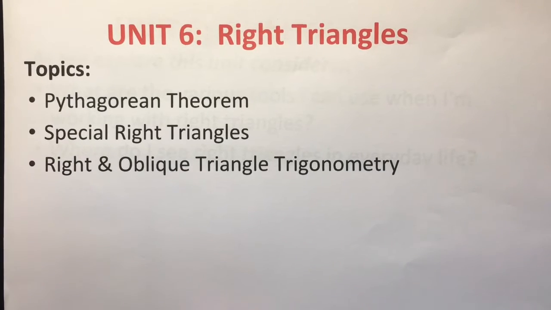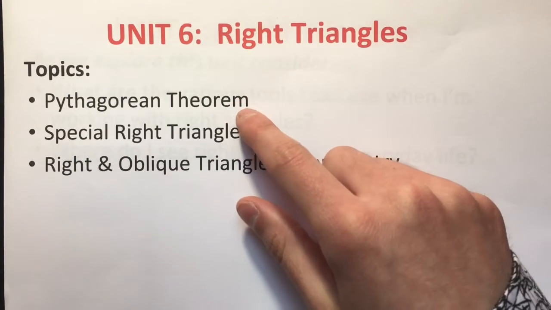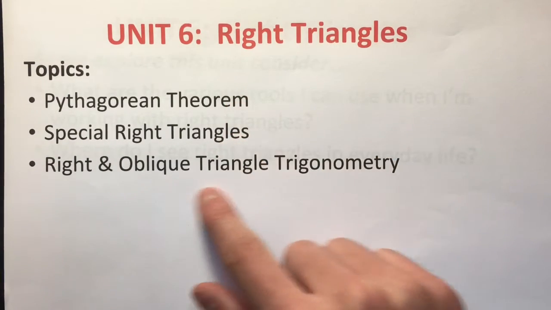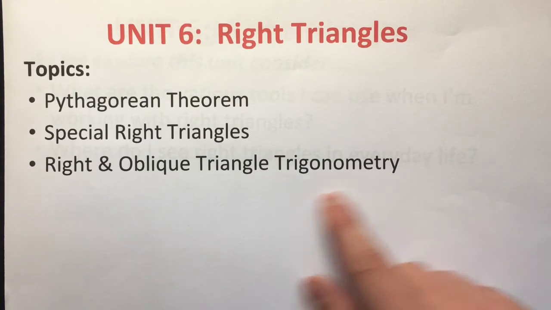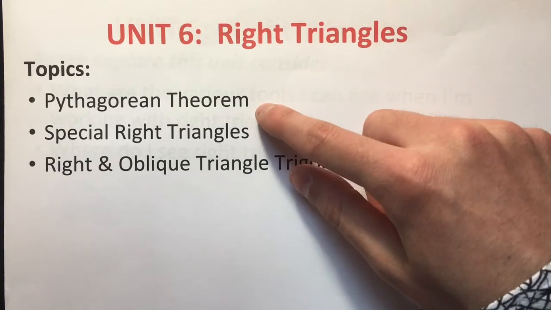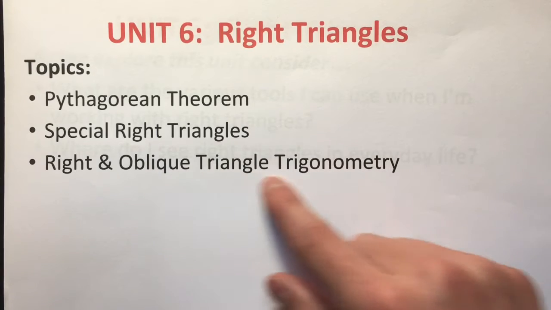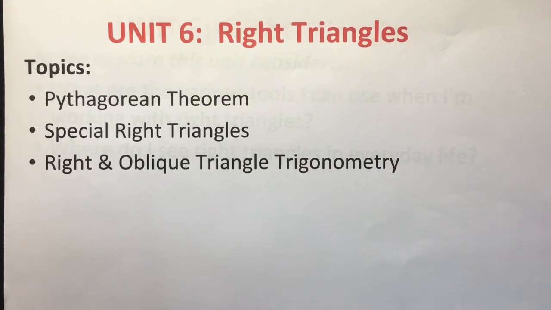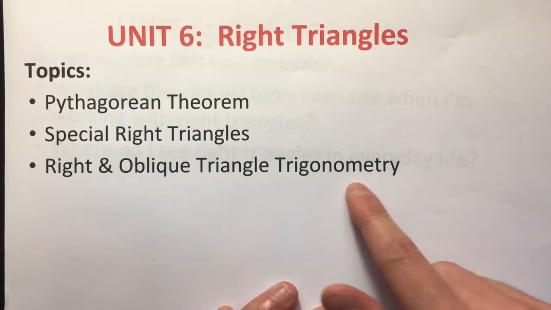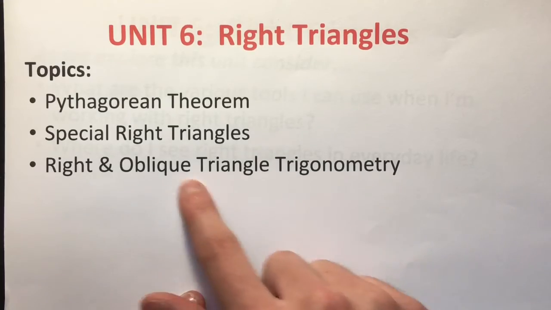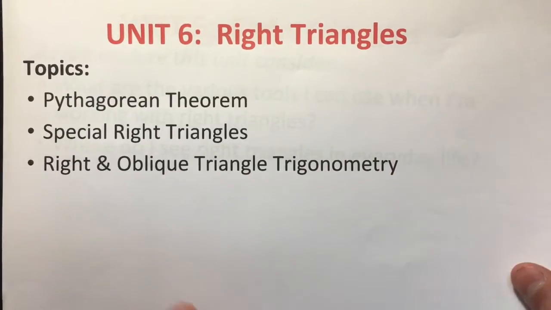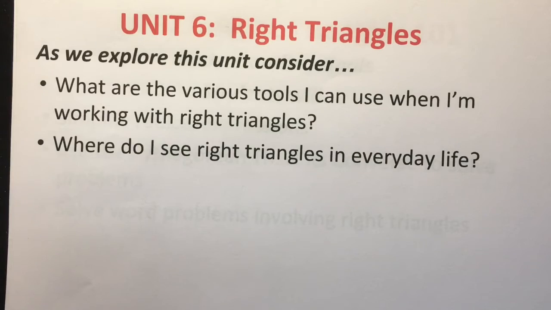So some topics we'll be covering are the Pythagorean theorem, special right triangles, right and oblique triangle trigonometry. So we'll be getting these first two bullet points this week, and this last one we'll be learning more about next week. So don't worry if by the end of this week you're still kind of confused on this. We'll get more to that next week.